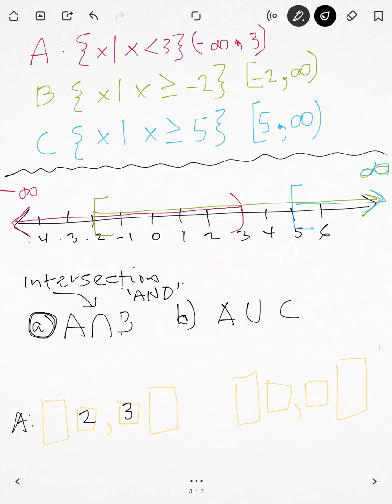While the 2 is included, it's in both set A and B, the pink and the green. But 3, on the other hand, is not included. I need to make sure I write the comma to signify all the numbers in between.